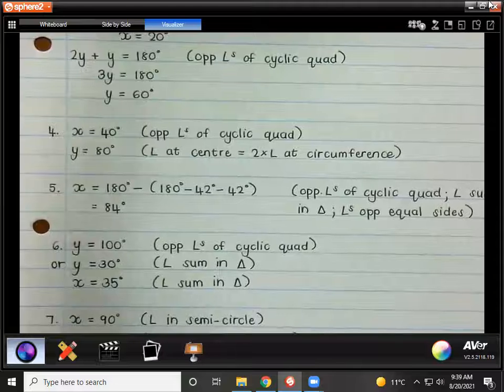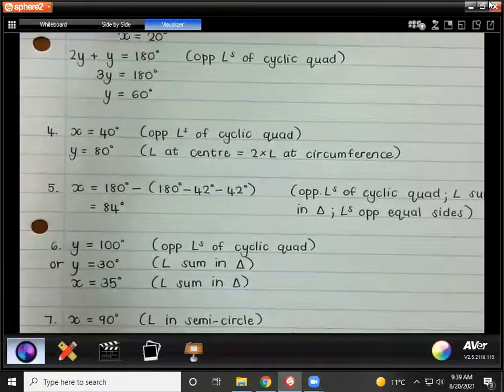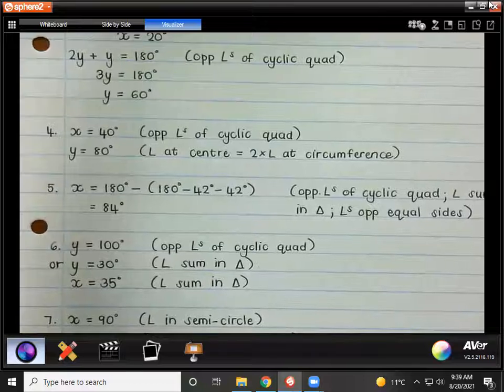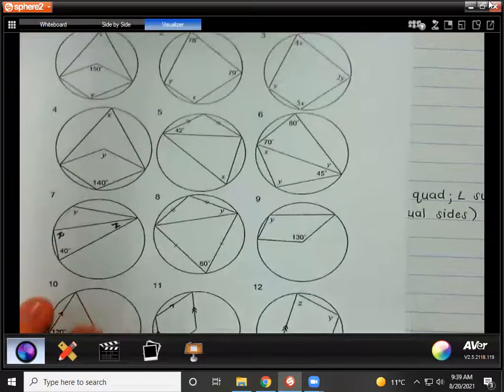All right, number 5, it was a bit irritating that we had to do everything in one step. It would have been nice if the vertices were labeled, because then we could actually write it out separately. But I just want to show you guys my thinking here.